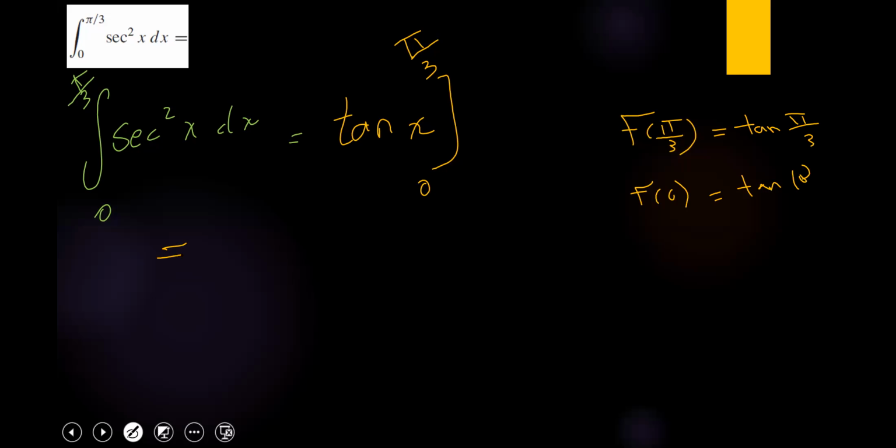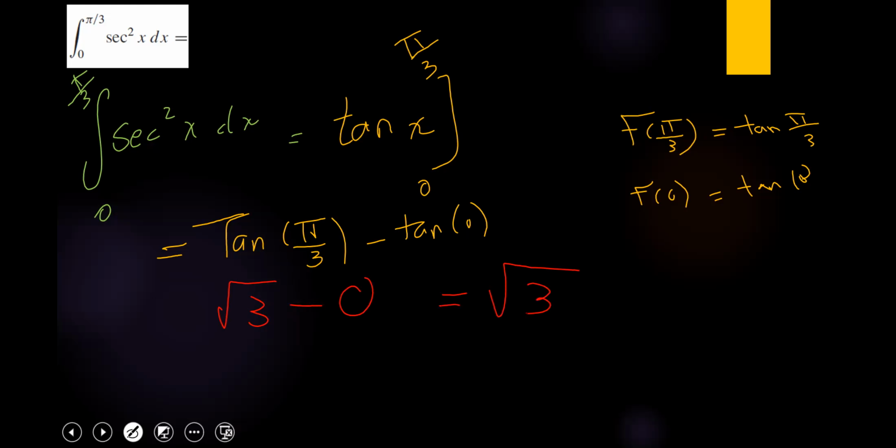Then here I have to find the difference between them. That means tan of pi over 3 minus tan of 0. Is it right? Yes, teacher. Right. Now tan of pi over 3 is the square root of 3, bravo, minus tan 0, which is 0. So the final answer here, the integration of secant square from 0 to pi over 3, is square root of 3. Is it clear? Yes, teacher.